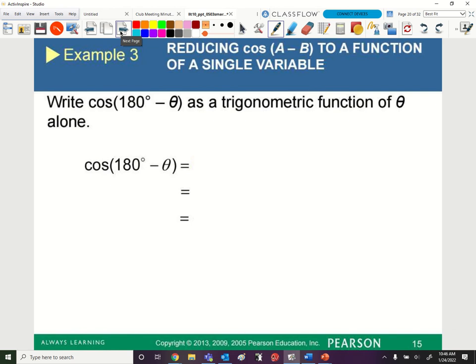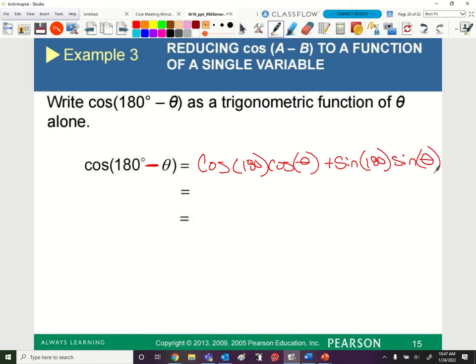So right here, write this as a trigonometric function of theta alone. So this is a minus sign here. So that means it's going to be cosine of 180 cosine of theta, and that's going to be a plus sine of 180 sine of theta. And so you know this is actually from your reference sheet. It's from the reference sheet or back in the earlier slides. You can back up in your notes.